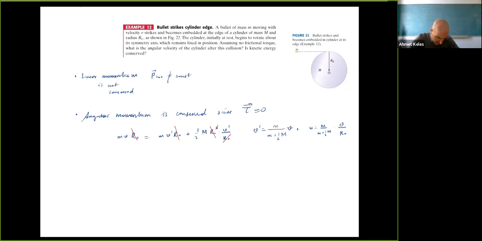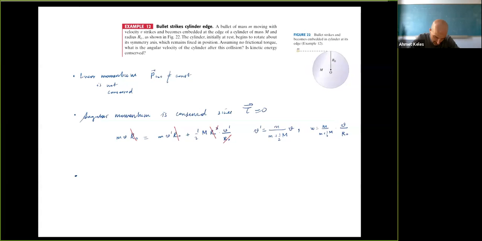And now let's come to energy conservation. Is kinetic energy conserved? Any ideas? Is kinetic energy conserved? No, right? How do we see this? We can see this by calculating the change in kinetic energy. Let's calculate the change in kinetic energy.